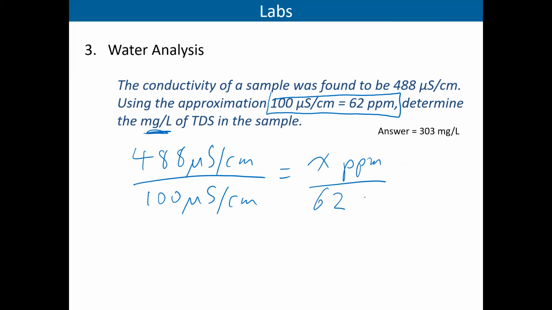So there's my conversion, 62 parts per million per 100. That's usually how I do this problem. There are a couple of different ways to start, but I find this is the easiest way to do it in my mind. And then it's just a matter of punching this into the calculator. So I'm taking 488 divided by 100 and multiplying by 62. So I got 303 parts per million. And of course, parts per million is equivalent to milligrams per liter.